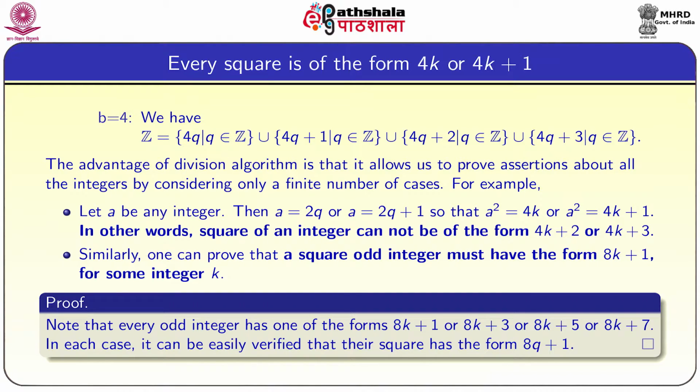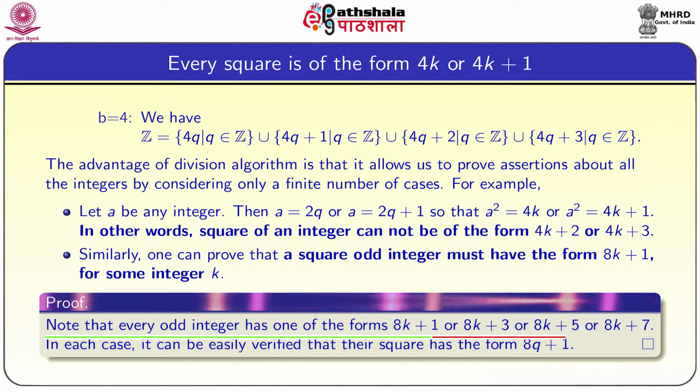So, I want to see the properties of an odd integer which is also a square. Then it is sufficient to look at only the integers of the form 8k plus 1. Before going to that, first we will prove that every odd square integer is of the form 8k plus 1. The proof is very simple.